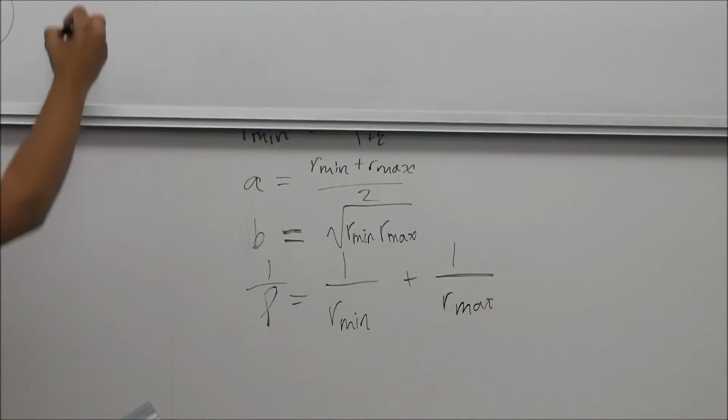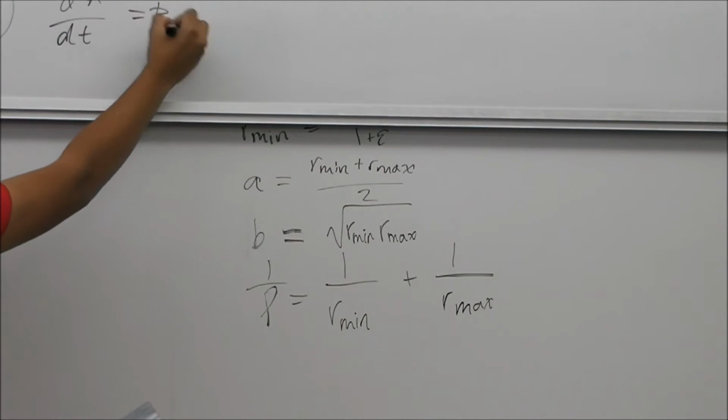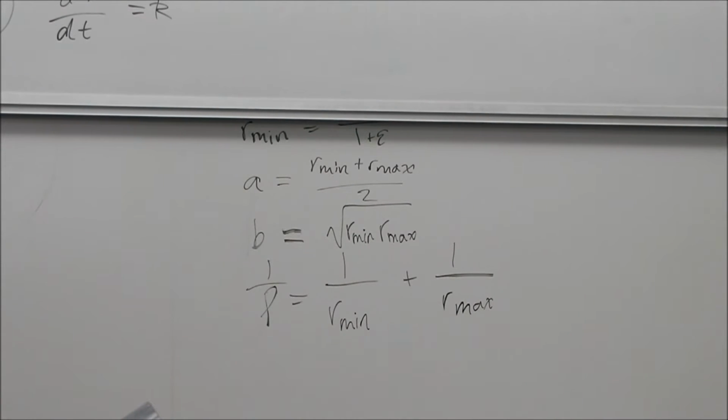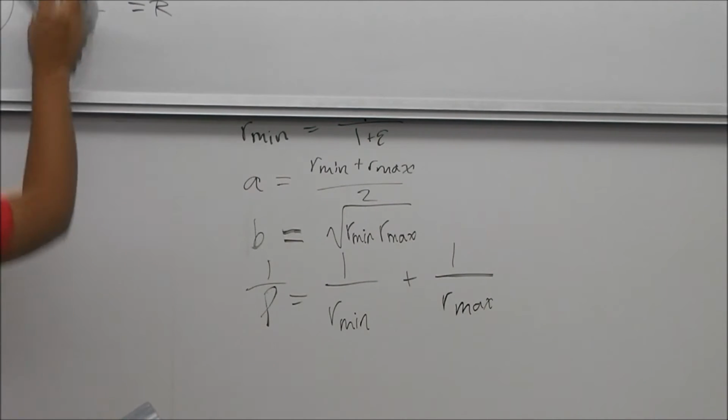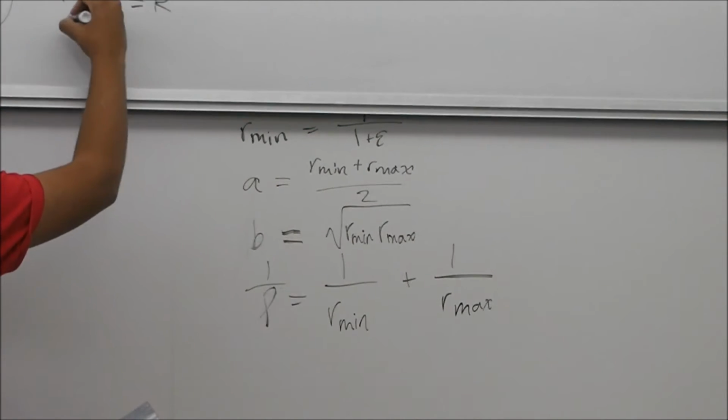So basically, if you're in calculus, it would be dA over dt equals k. So if you manipulate this a little bit, and again the derivation... You can use delta instead of d. That would seem right, wouldn't it? Delta A over delta t.